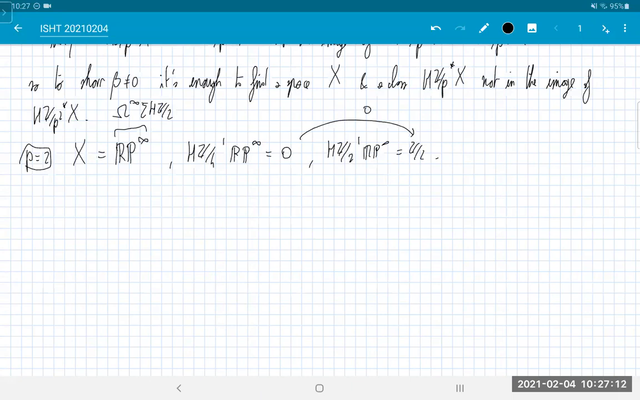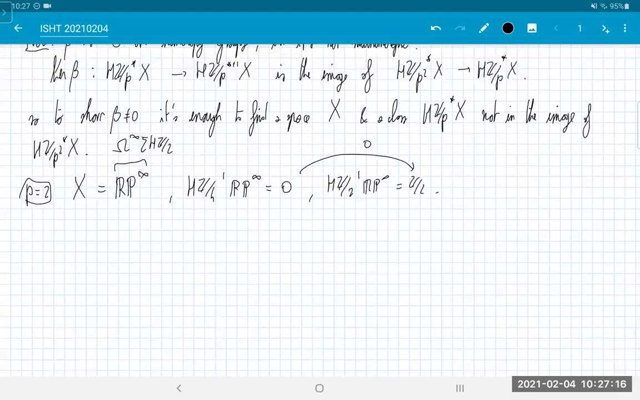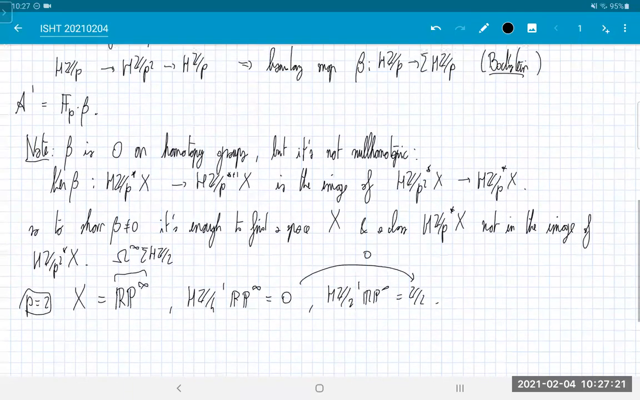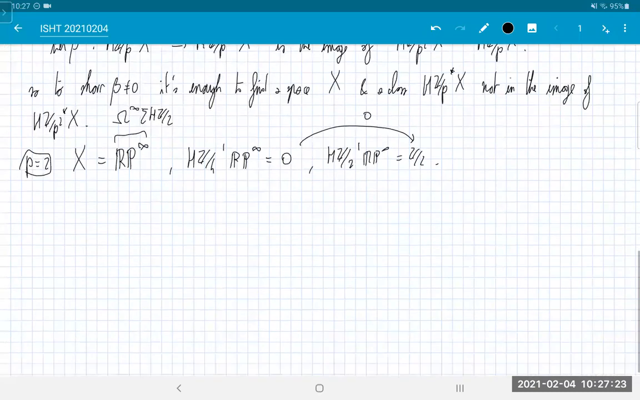It's trickier to show, but in reasoning like this, you can actually show that the Bockstein is actually a generator of A1. But okay, let me give you a theorem that describes completely the Steenrod algebra. So from now on, P equals 2.